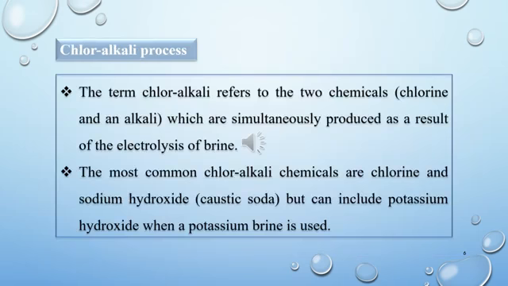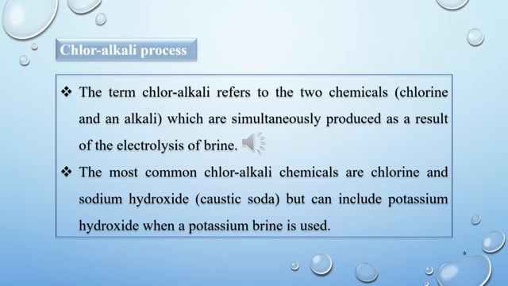Now dear students, we are going to discuss the chlor-alkali process in detail, where we will discuss where the word chlor-alkali came from, and we also discuss how we can prepare sodium hydroxide by using the chlor-alkali process. The first point is, the term chlor-alkali refers to the two chemicals chlorine and an alkali, which are simultaneously produced as a result of electrolysis of brine.